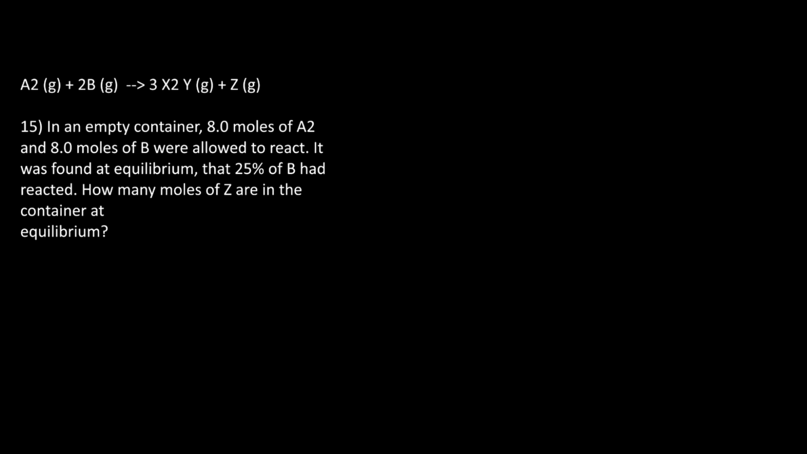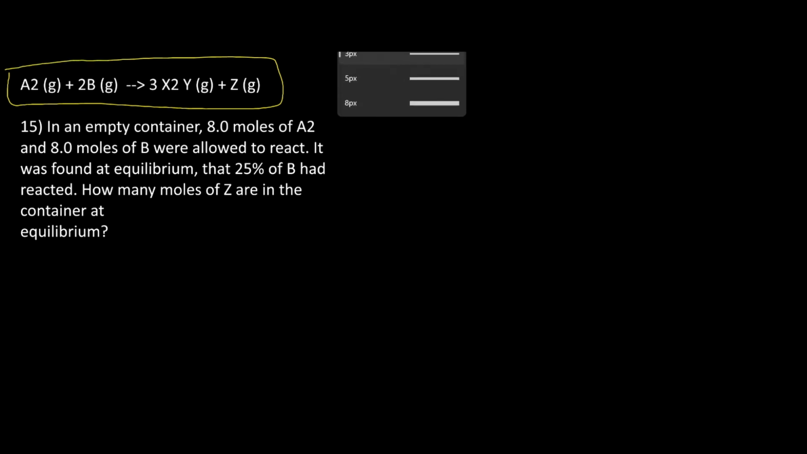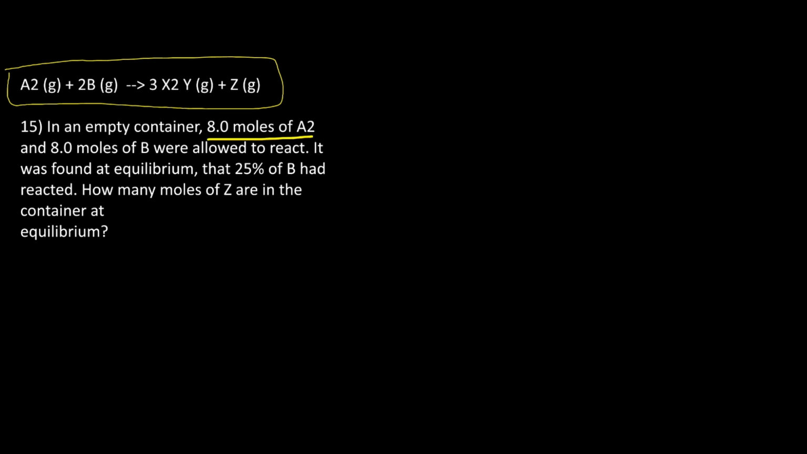So we can see that we have our chemical equation up here, and we can see that in an empty container, 8 moles of A2 and 8 moles of B react, and it was found that 25% of B had reacted. So how many moles of Z are in the container at equilibrium?